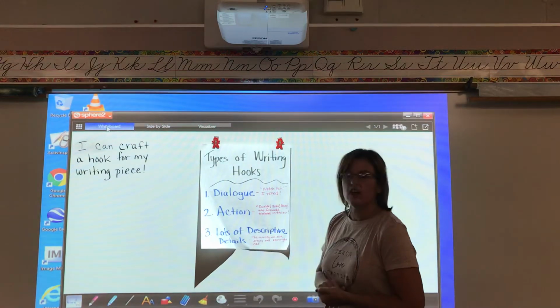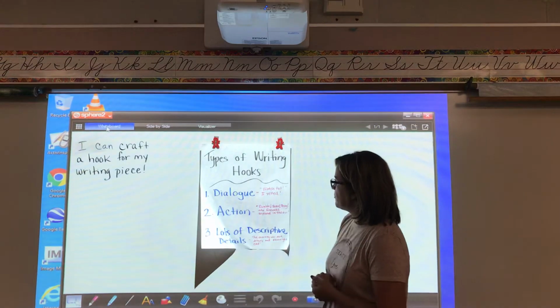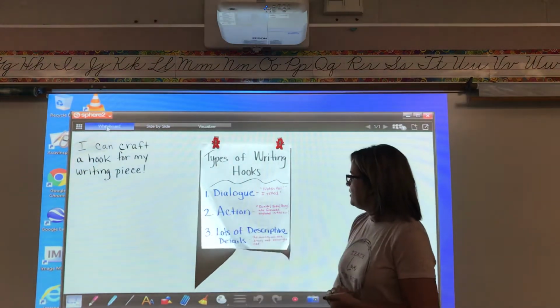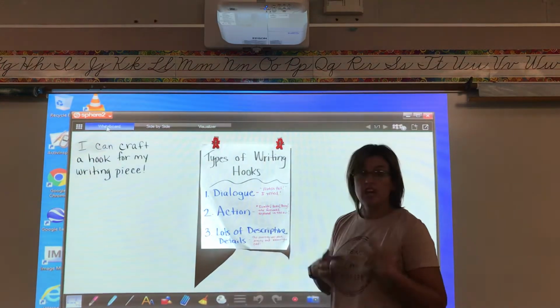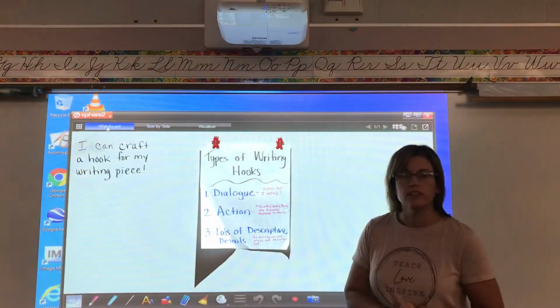One is dialogue. They start the text out with people actually talking. And I put an example here like, "Watch out!" I yelled. Another type is action. That is when the author starts out with high action going on. "Rumble, boom, bang. The fireworks exploded in the air."